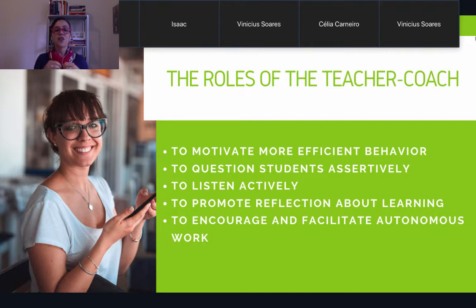I listen to them actively, but not only to correct mistakes as we do when we are teaching. I listen to what they are not saying. I try to get precious information, and I try to identify coaching moments. And that's something we're going to talk about a little bit later as well. I promote reflection about learning, because we talk a lot about what we are teaching, but sometimes we don't talk to them about learning and about how they can be better at learning.